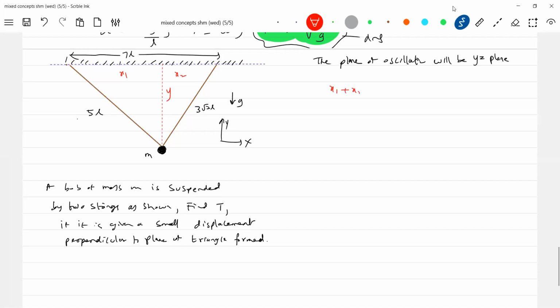We know x1 plus x2 is 7L, and in the right angle triangle, 3 root 2L whole square plus x2 square is equal to y square. Similarly, looking at the triangle, 5L whole square should be equal to x1 square plus y square. Two equations, two unknowns are there.